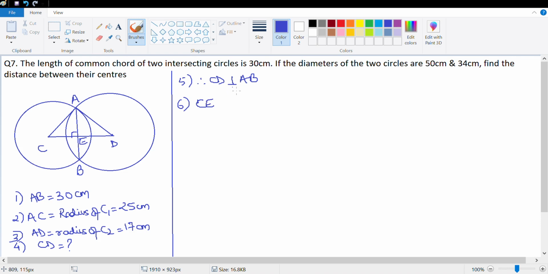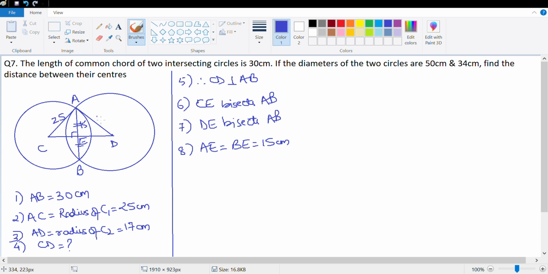CE bisects AB and DE bisects AB, which means AE is equal to BE, which is equal to 30 upon 2, which is 15 centimeter. So this part and this part are equal. This is 15 centimeter. This AC here is given equal to 25.